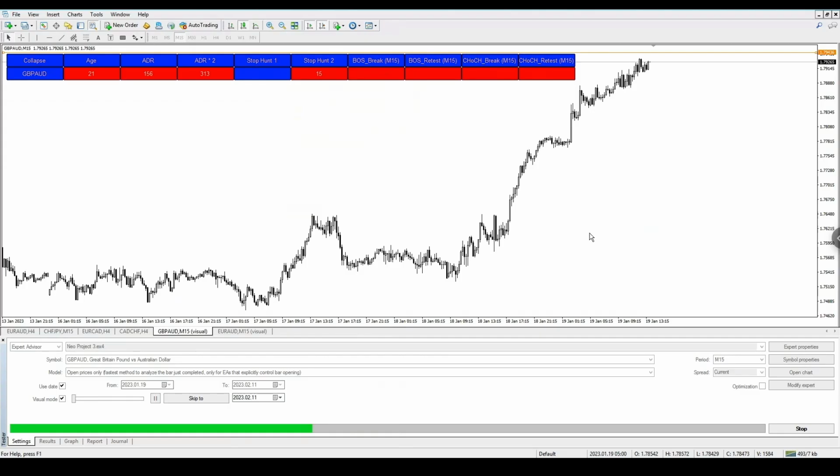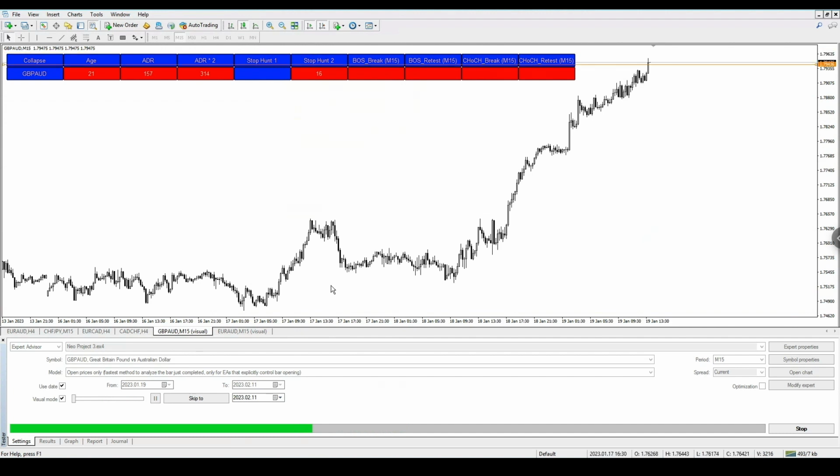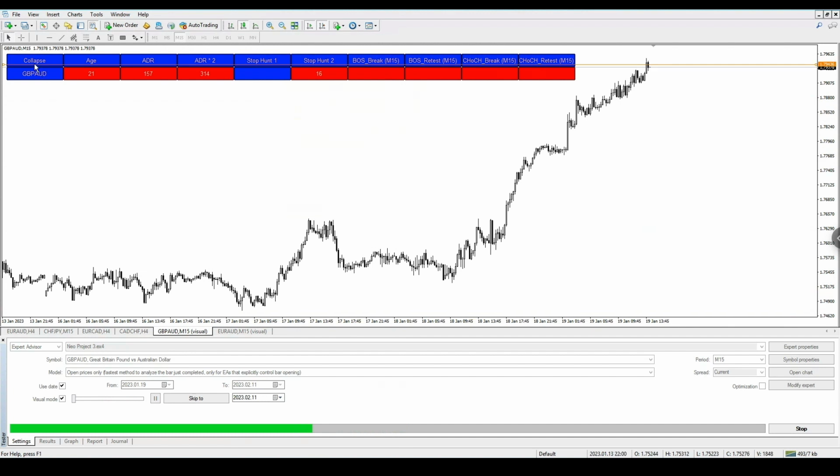Okay, so right now you can see I'm on MT4 and this is the strategy tester mode. You can also see I've got one of the projects of the Neo indicator added in here and the strategy tester is actually running at the moment. What we are going to be paying attention to here is what we can see on the actual chart, and this is the Neo dashboard. You can add as many pairs as you want to this actual setup, but let's just go over GBP AUD here.